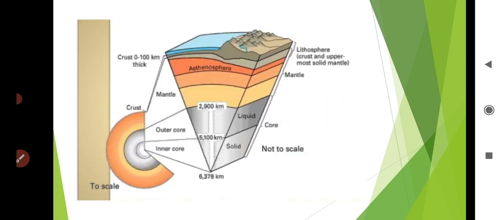So the lithosphere includes the crust and the top layer of the upper mantle. It extends from the surface of the earth to a depth of about 100 km. The lithosphere is divided into several large fragments called plates, and the motion of these plates is referred to as plate tectonics.